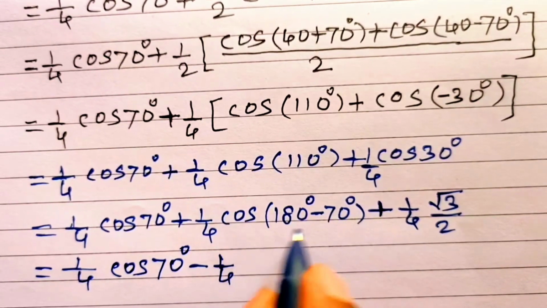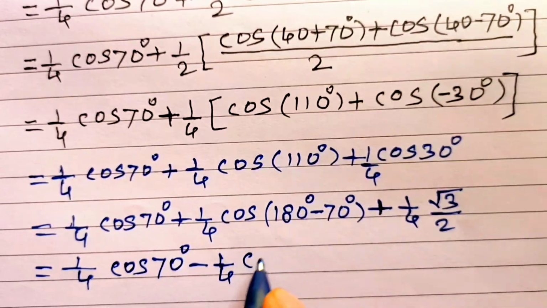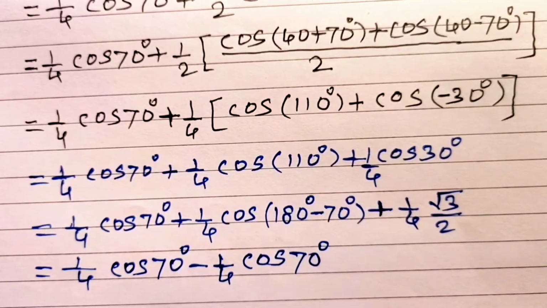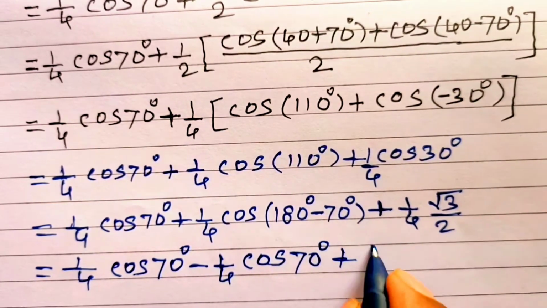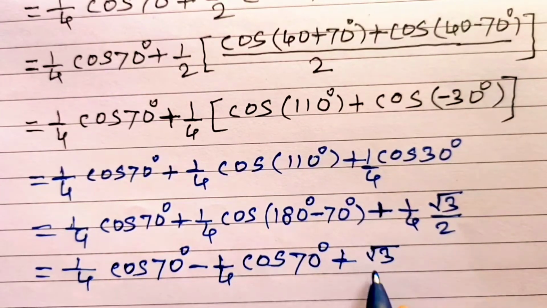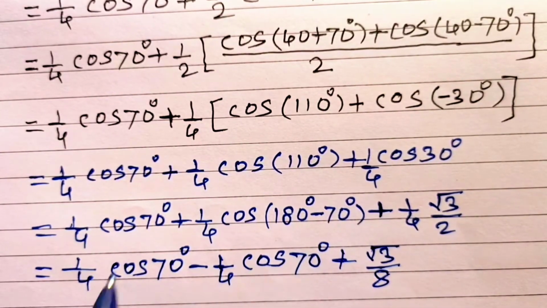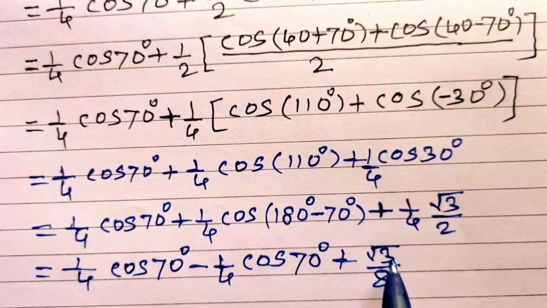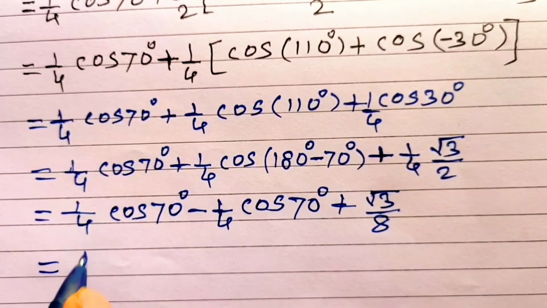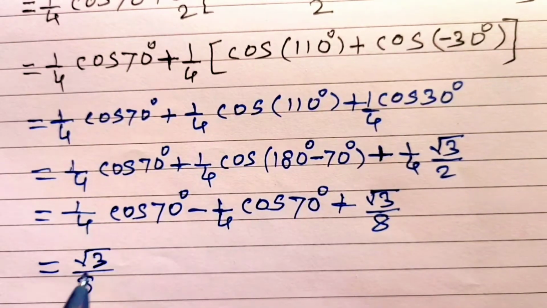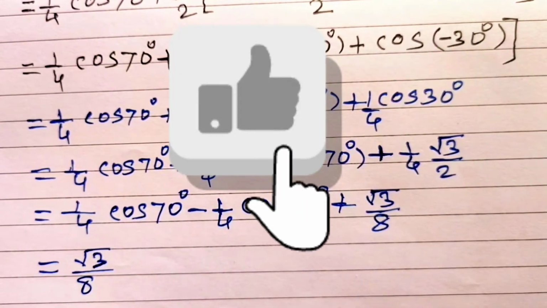So this can be written as 1 upon 4 cosine of 70 degree minus this 1 upon 4 cos of 180 degree minus 70 degree can be written as cos of 70 degree. This minus sign due to second quadrant plus this root 3 divided by 4 into 2, 8. Now this term and this term gets cancelled, remains only this term. Hence this is equal to root 3 divided by 8, and which is right hand side of given statement.